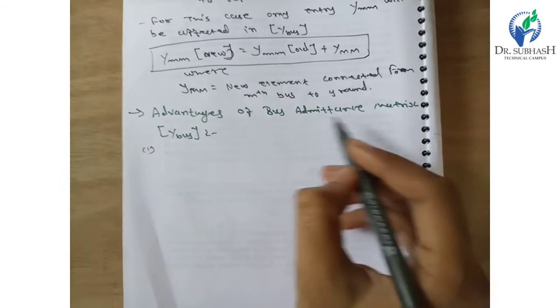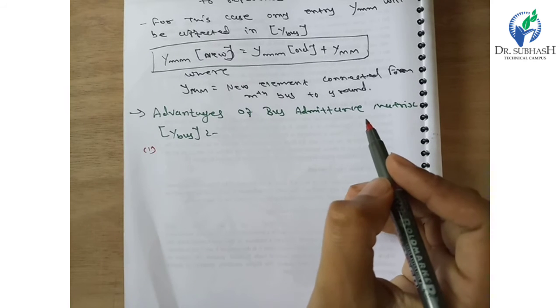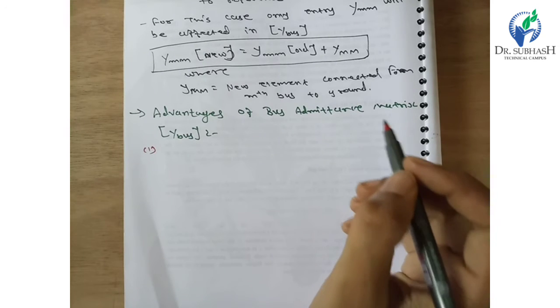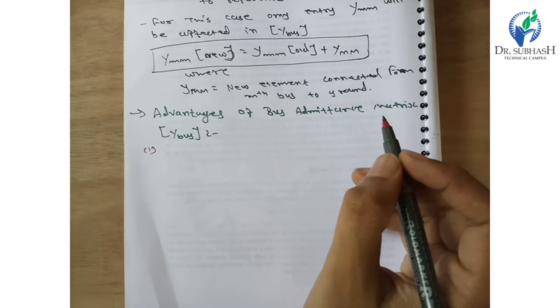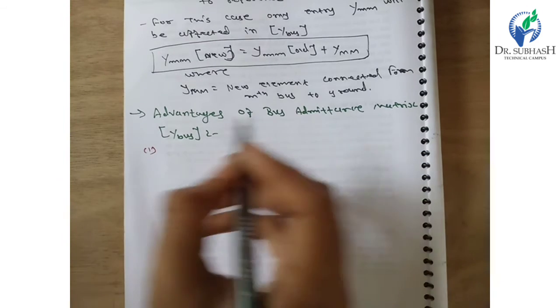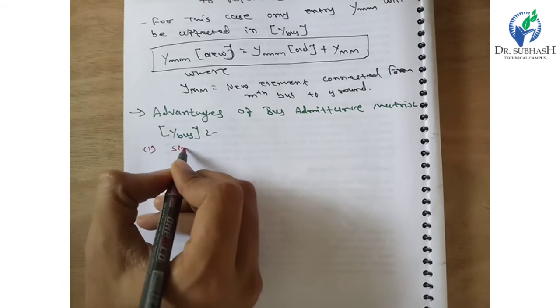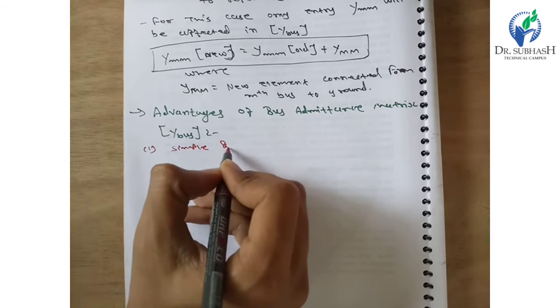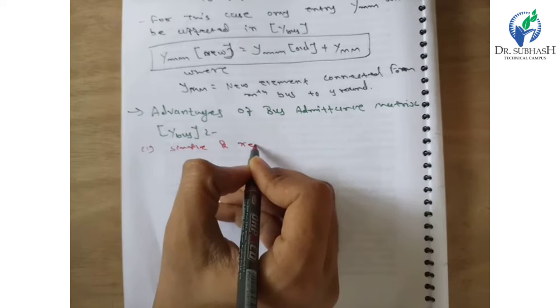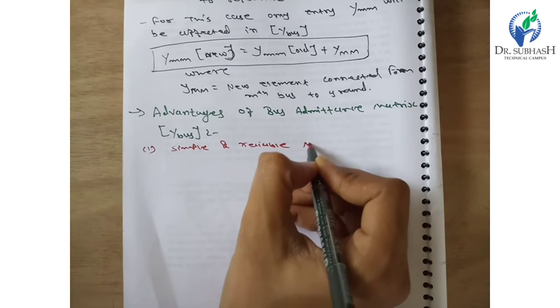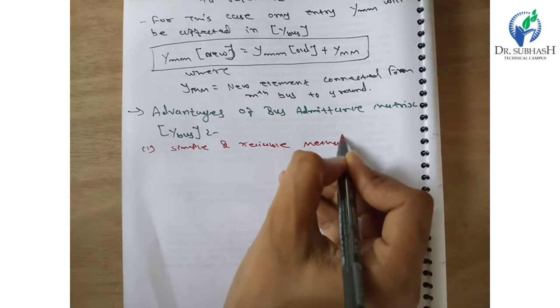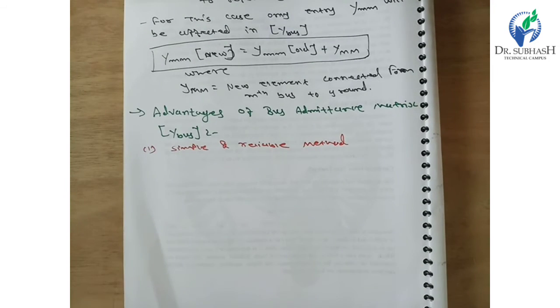The first advantage of the bus admittance matrix we can write like this: preparation of data is simple and reliable. This is a very simple and reliable method. So it is simple and reliable for the preparation of data.